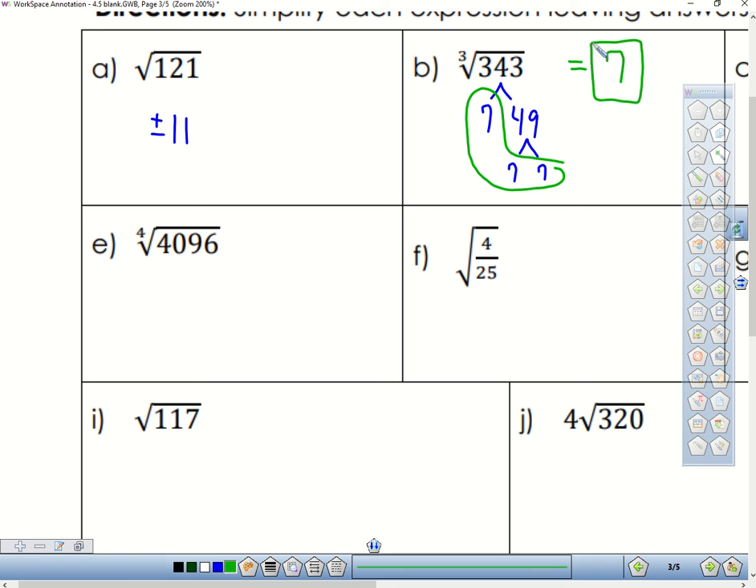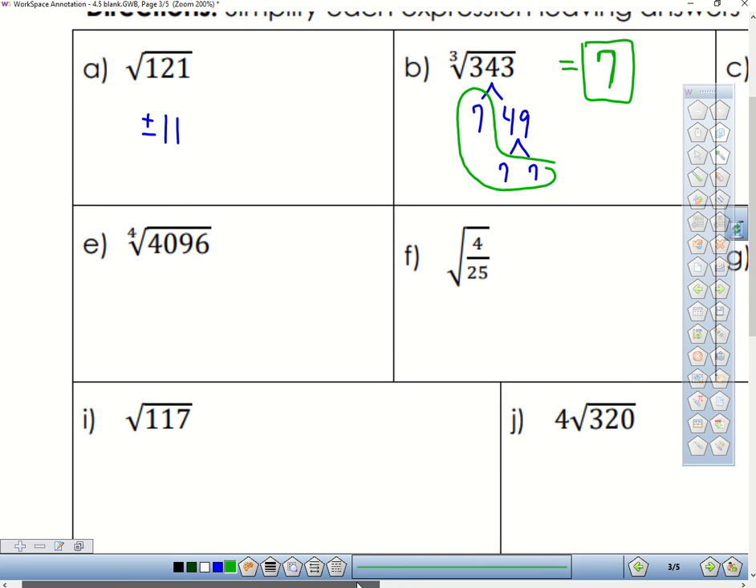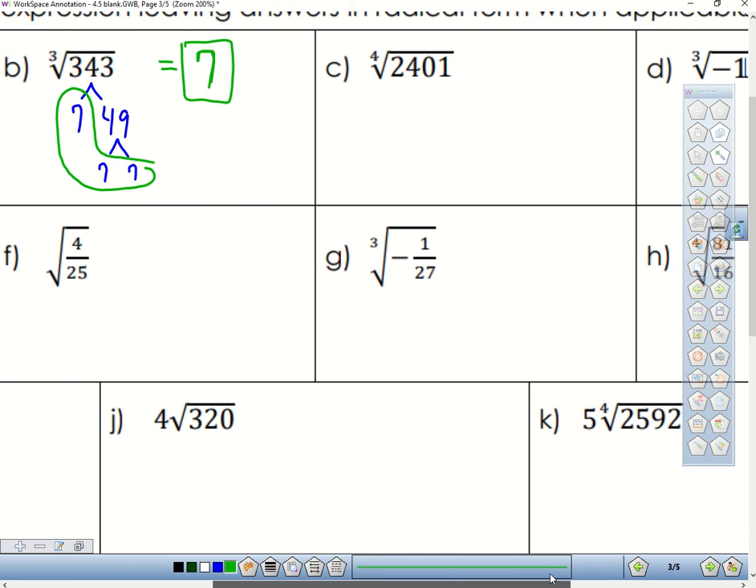Now, why is it not plus or minus 7? Yeah, because it's an odd root. Odd roots only have 1 answer. You don't do plus or minus, only if it's an even root. So if it's like 2, 4, 6, 8, and so on, then you would do plus or minus. If it's odd, like 3, 5, you don't. So far so good? You guys understand it? All right, let's try the next one.